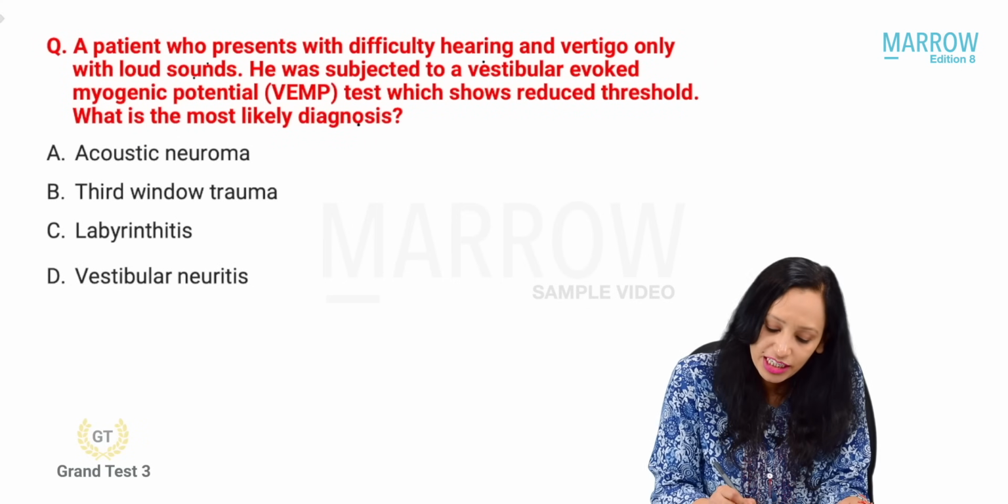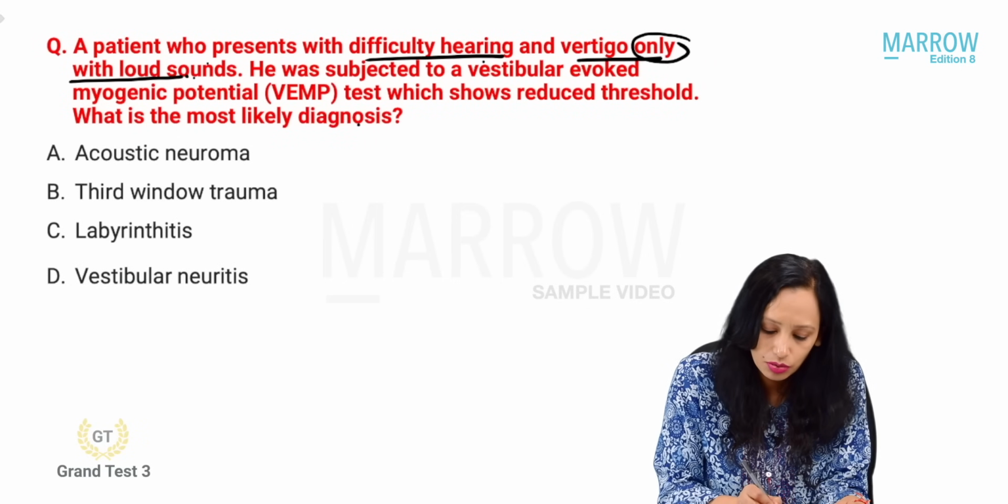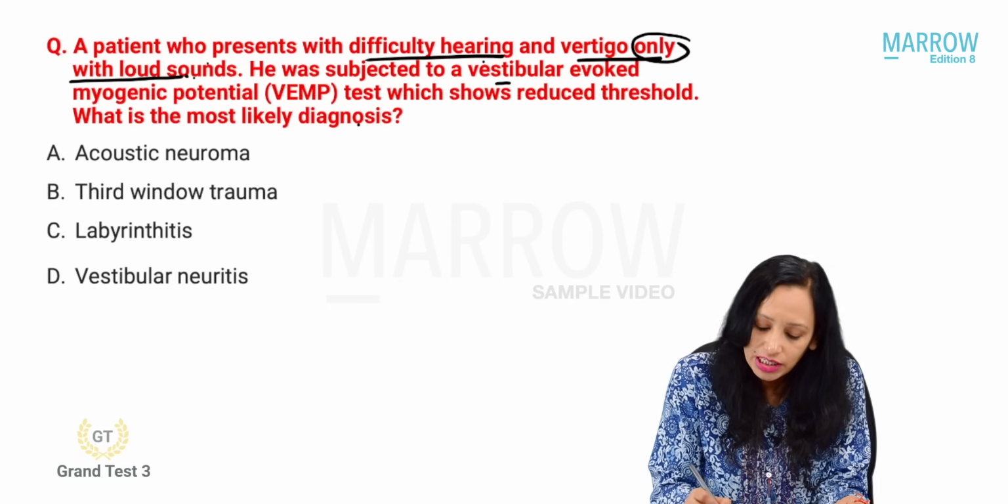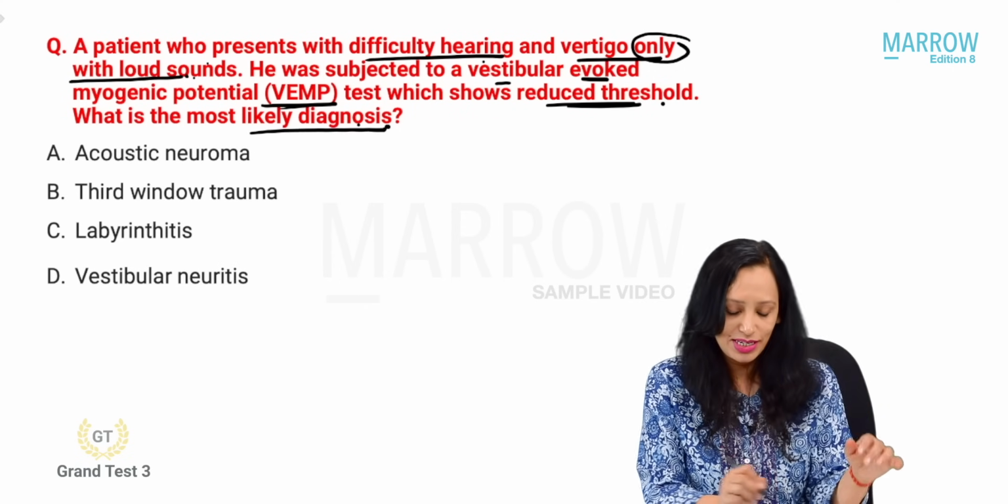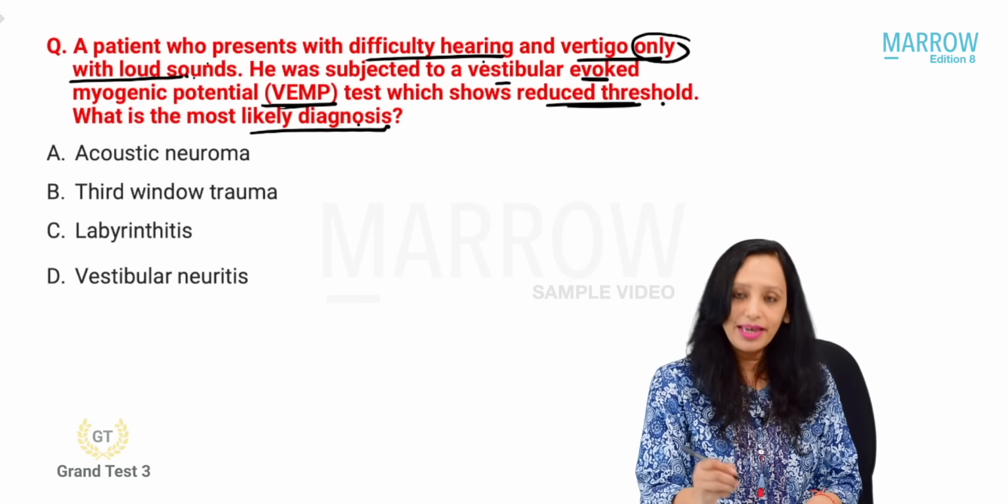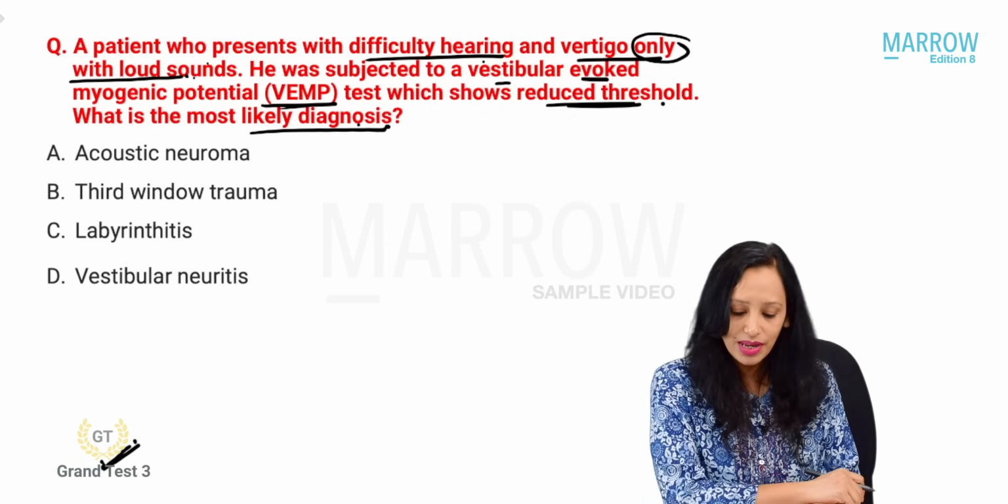A patient presents with difficulty hearing and vertigo only on loud sounds. He was subjected to vestibular evoked myogenic potential test, which shows reduced threshold. What is the most likely diagnosis? Okay, so I think that you are mistaking this. This is a question of your Grand Test 3.